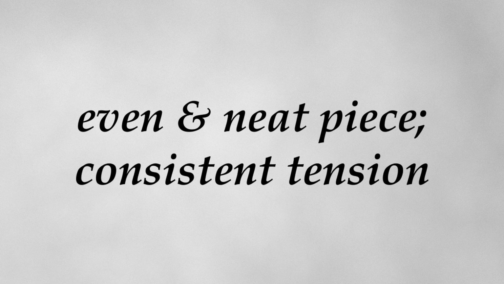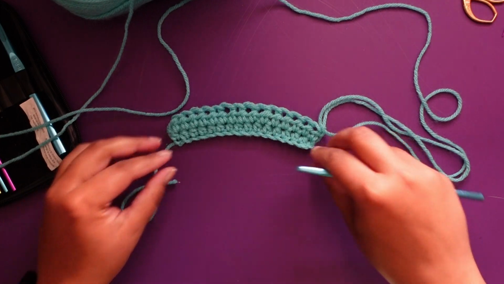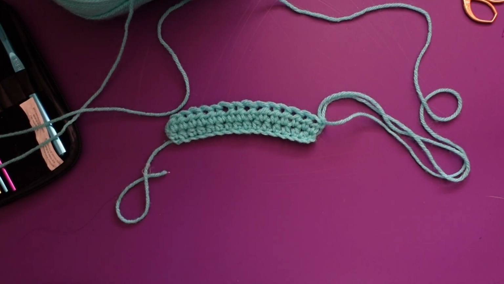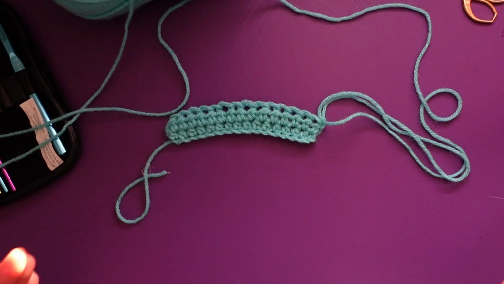If you want your piece to look even and you want your stitches to look consistent, tension is how you maintain that consistency. But it's also important to note that if you're crocheting a piece and it doesn't end up looking like what someone else's piece looks like, especially when you're looking at it in terms of dimensions, lengthwise and widthwise, tension might be the answer.